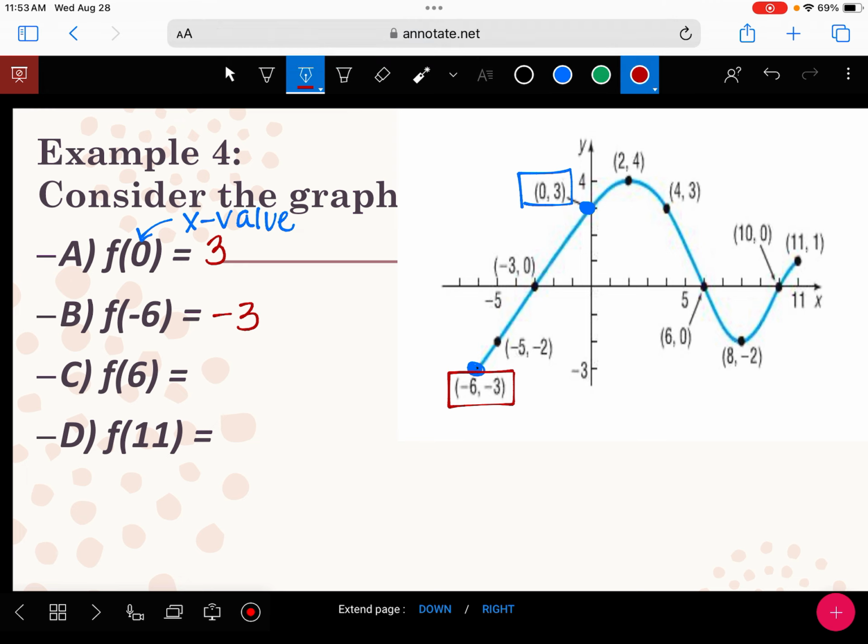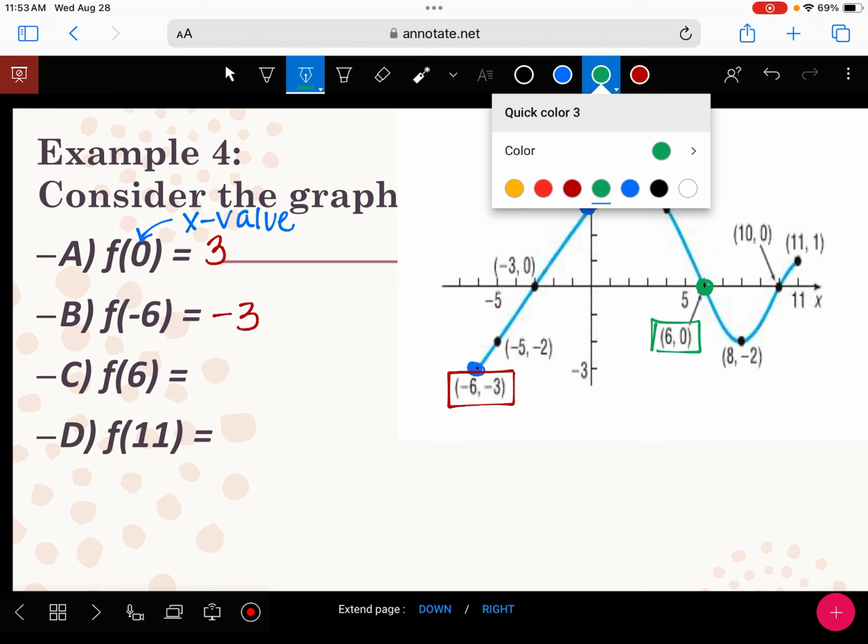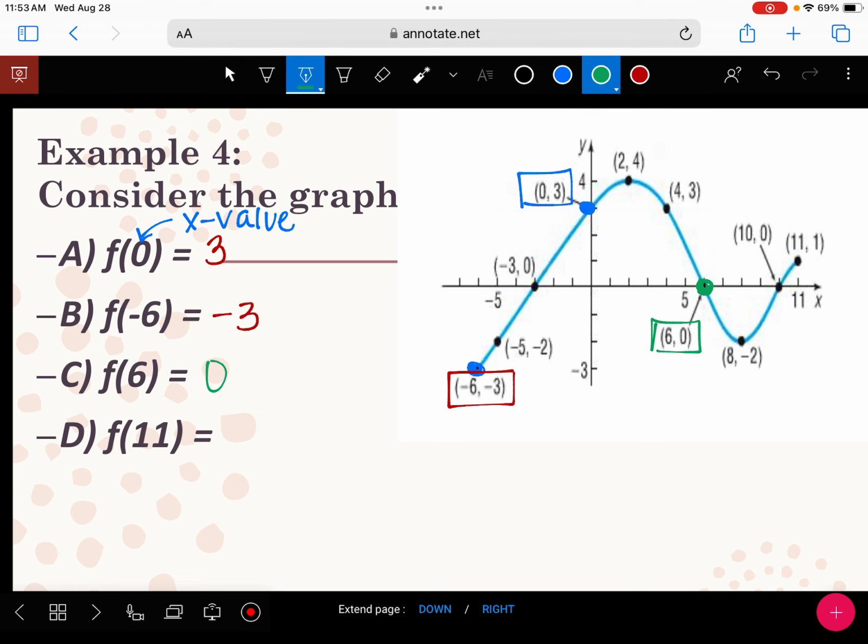All right, what did you put for question C? So let me find where x is 6. So x is 6 right here at this point. And at that point, it's 0. And then lastly, what did you put for question D? 1. Who agrees that it's 1? I agree too. So right here, it's 1.